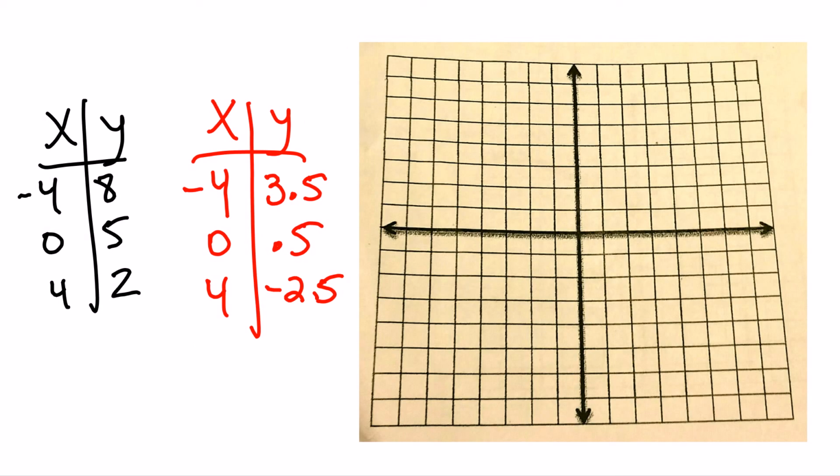All right, so I know they're not infinite solutions because the charts don't match. So negative 4, I go up to 8, 0, 5, and then 4 up to 2. Now the red line, same concept. I go negative 4. This time I go up to 3.5. So I go 1, 2, 3. There's about 3.5. I go 0. I go up 1/2. There's about 1/2. I go 4. I go down to negative 2.5.